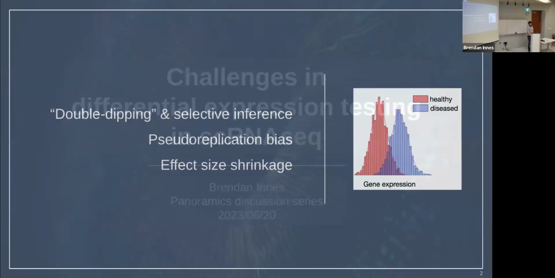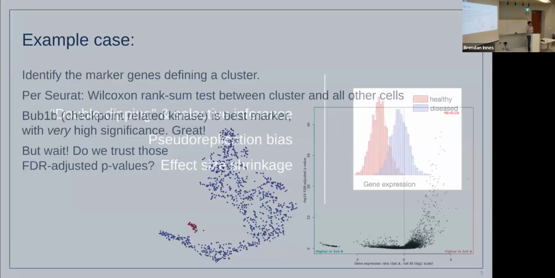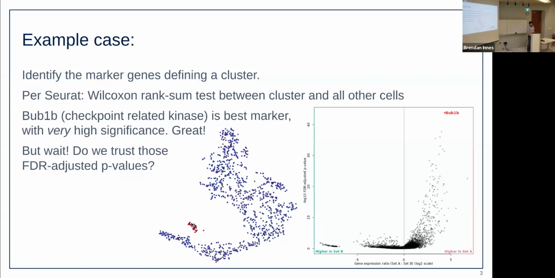The first thing I'm going to be talking about is, well, I have an example. So you've done your single cell RNA-seq. You've got some clusters. You want to identify marker genes defining a cluster. This is like a classic use case. So for example, in Seurat, we want to identify the marker genes for this cluster here that's in red.